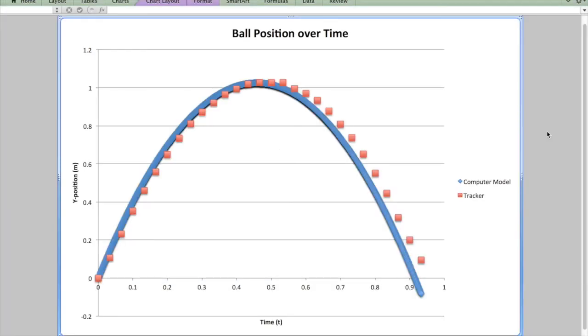Putting the data from my computer model and the data obtained from tracker into Excel, you can see that the computer model fits the tracker data almost perfectly. It slightly underestimates the tracker data, and this is most likely caused by a tracker error on my part.